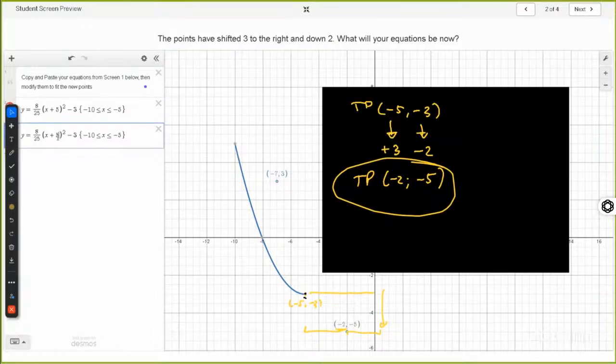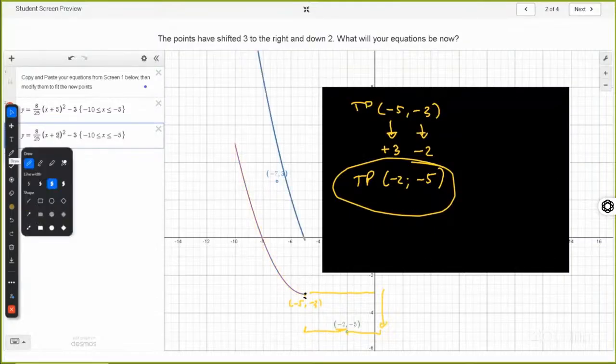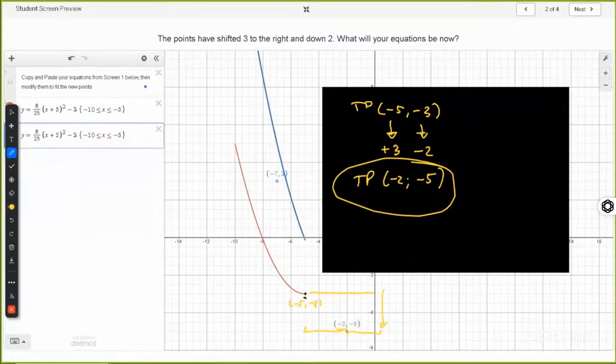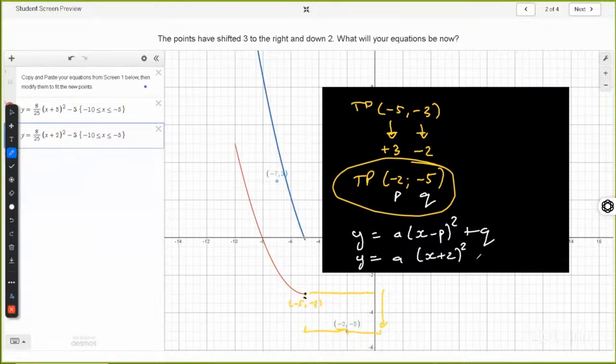So I got x plus 5. I want to change it into -2. Remember, it becomes +2 because the p-value changes into the opposite sign. And remember, the turning point for this equation, this is y equals a(x minus p) squared plus q, where that's p and q. So then y equals a(x plus 2) squared minus 5.